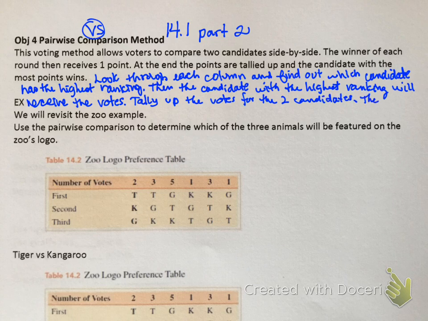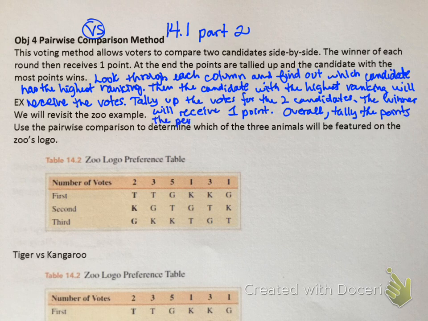The winner will receive 1 point. And you're going to keep on doing this until every single candidate is compared with another candidate. And at the end, so overall, you will tally the points. The candidate with the most points is the winner.